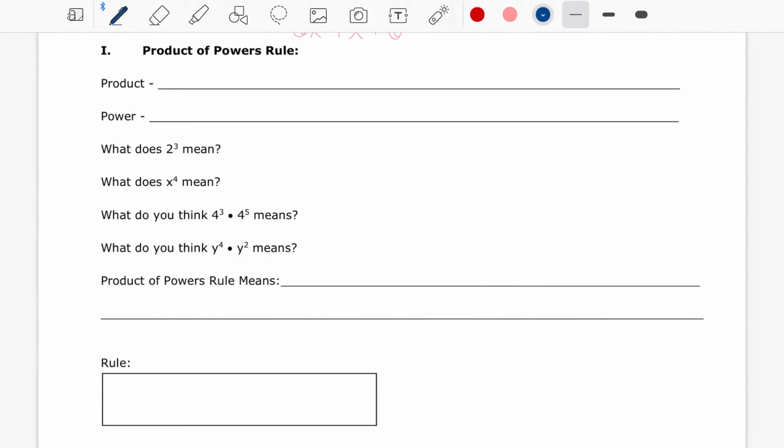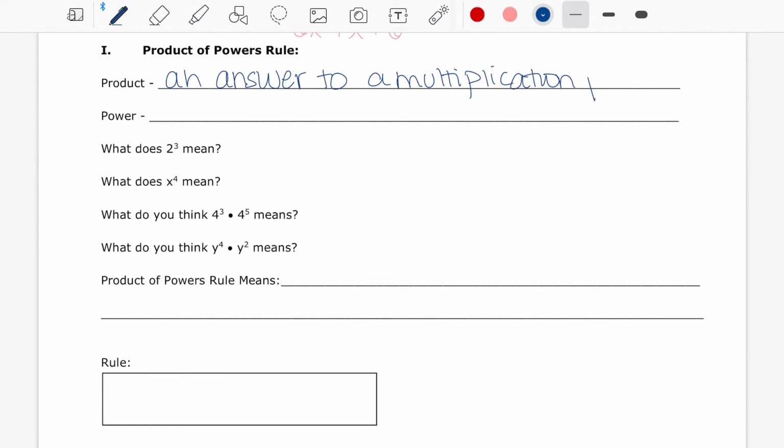Now to the new stuff. A product is an answer to a multiplication problem. And a power is just another word for an exponent.